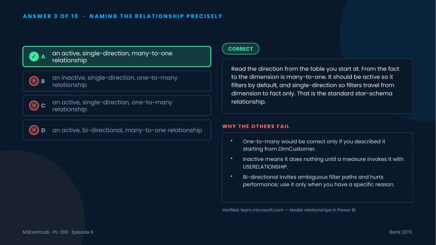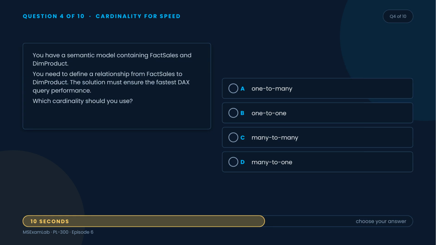3 parts named precisely, now which of them is fastest? Question 4 of 10, cardinality for speed. You have a semantic model containing fact sales and dim product. You need to define a relationship from fact sales to dim product. The solution must ensure the fastest DAX query performance. Which cardinality should you use?